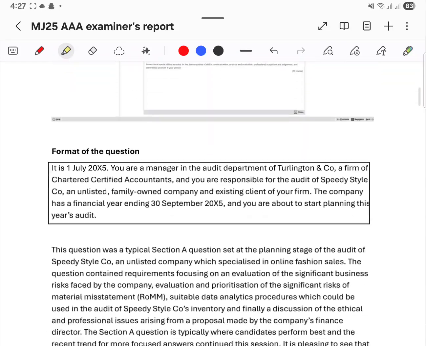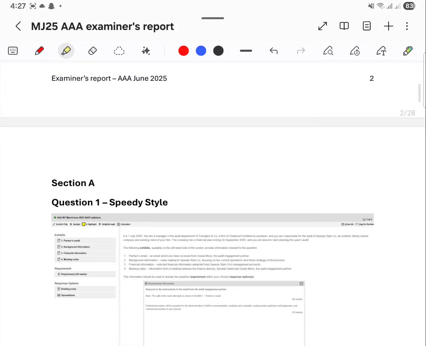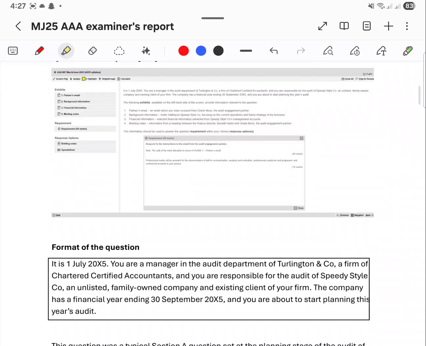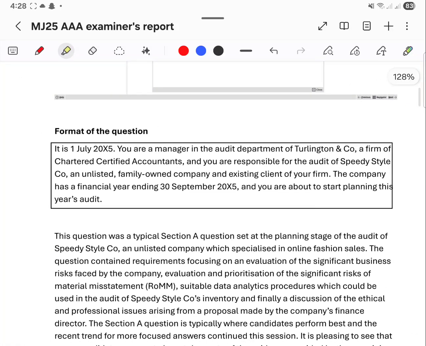Look at the examination report. First of all, it's the format of the exam. We all know about the format of the question, the exam format. Now we have the Section A question, and it is for the format of the question.